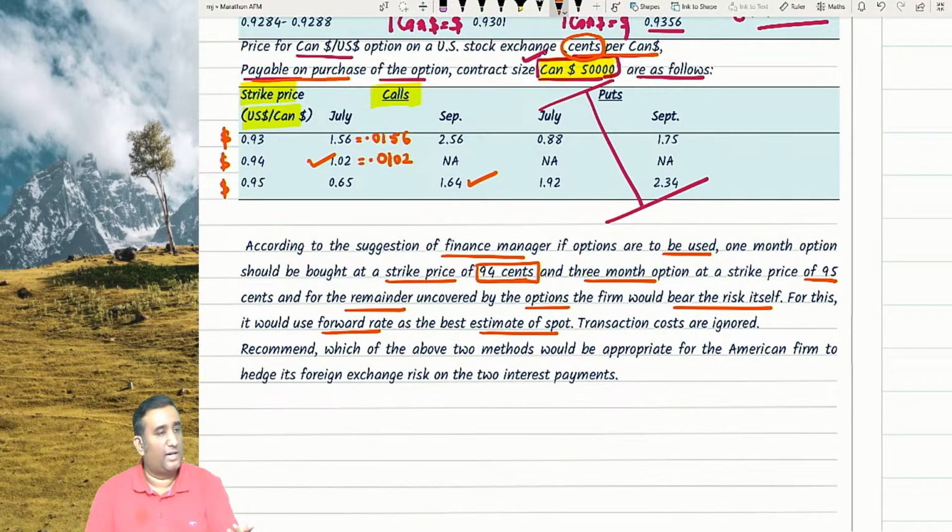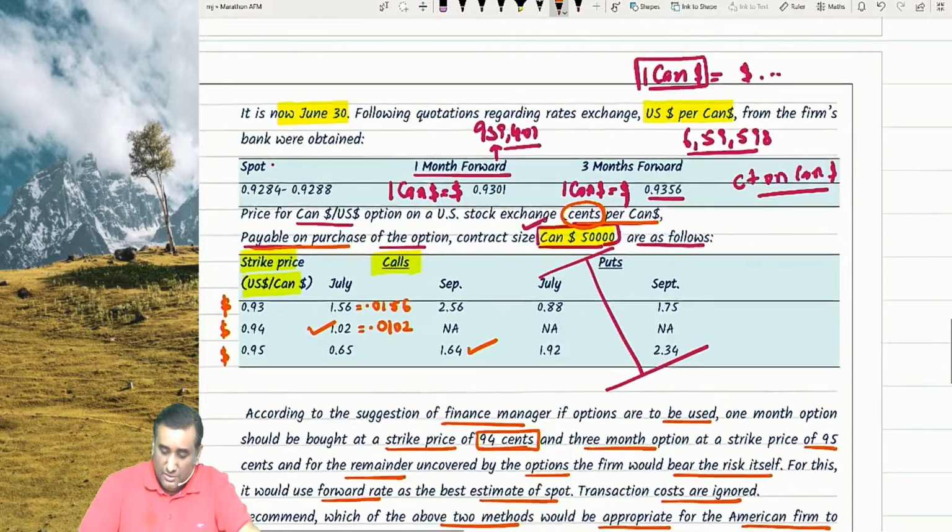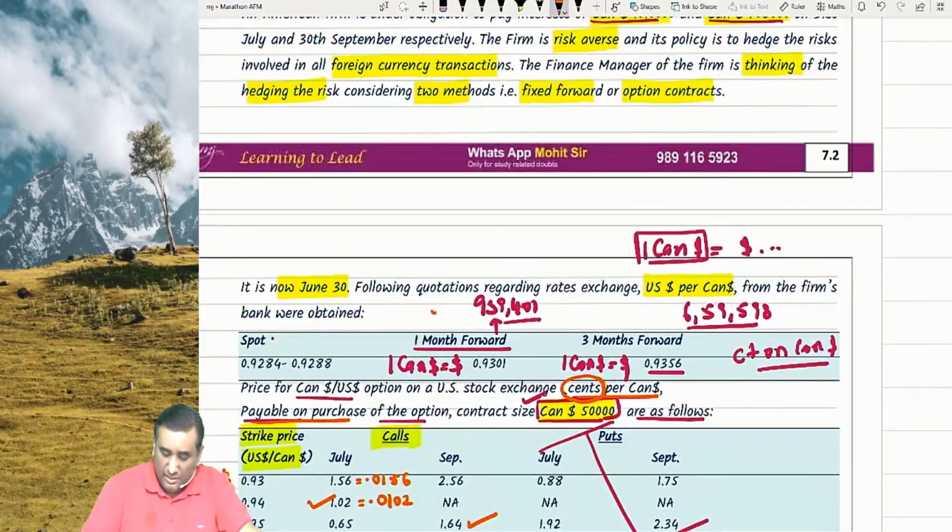What does that mean? Forward rate. I would have been much better off if this had not been given. I would have taken a forward contract for the balance part. Transaction costs are to be ignored. Recommend which of the methods would hedge foreign currency. The first part, the first answer we got already, forward contracts.